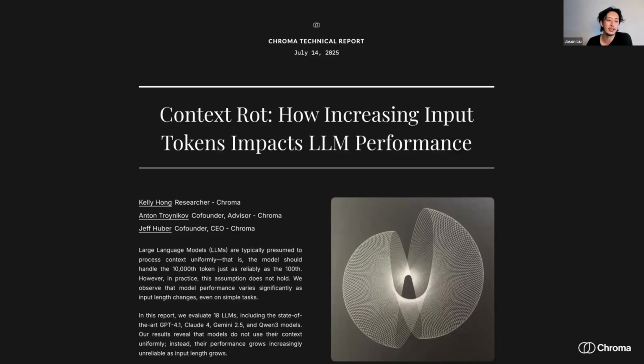And so today I'm really excited to invite Kelly Hong, who is a researcher at a company called Chroma. Chroma is a vector database tool, and I think more and more has been producing a lot of really good technical reports, many of which Kelly has created, the generative evals one, this one, and more to come soon.